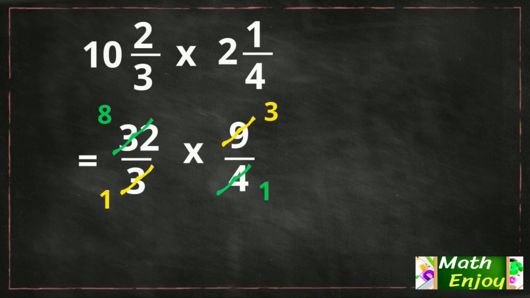We will multiply the numerators together. 8 times 3 is 24. In both denominators there is 1. 1 times 1 is 1. Actually no need to put this 1 because 24 divided by 1 is 24. If the denominator is 1, we can write it as a whole number. So the answer is 24.